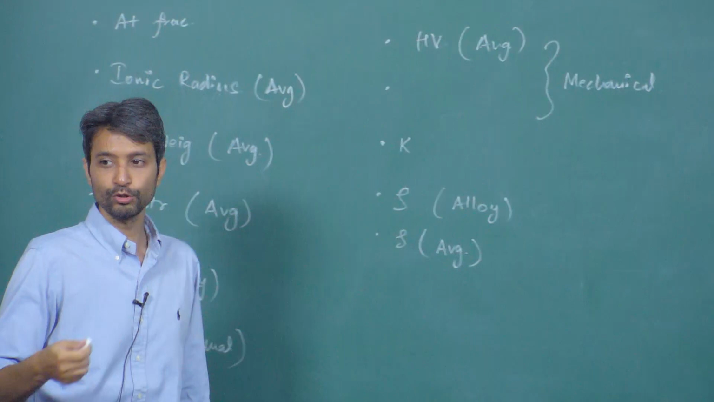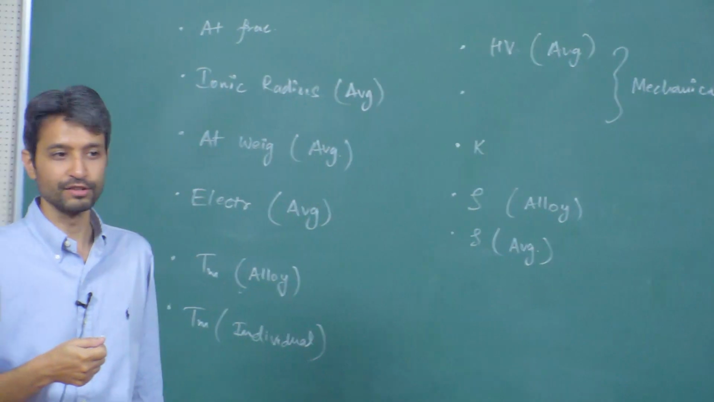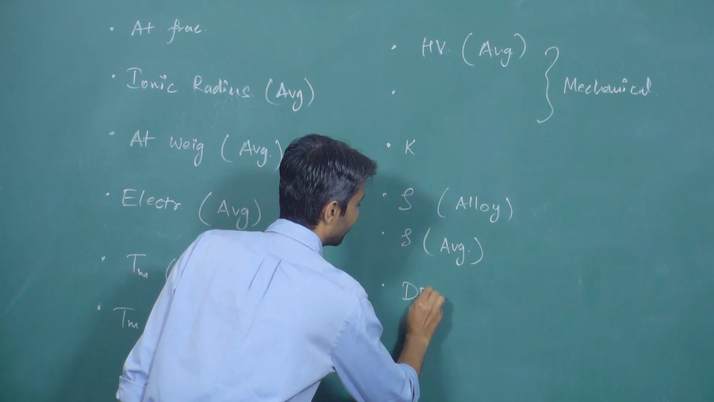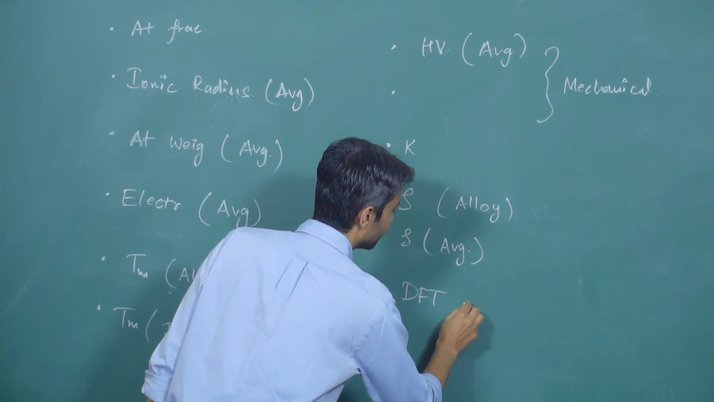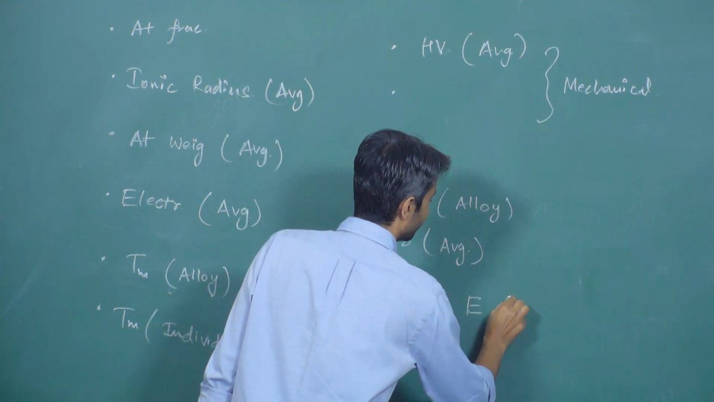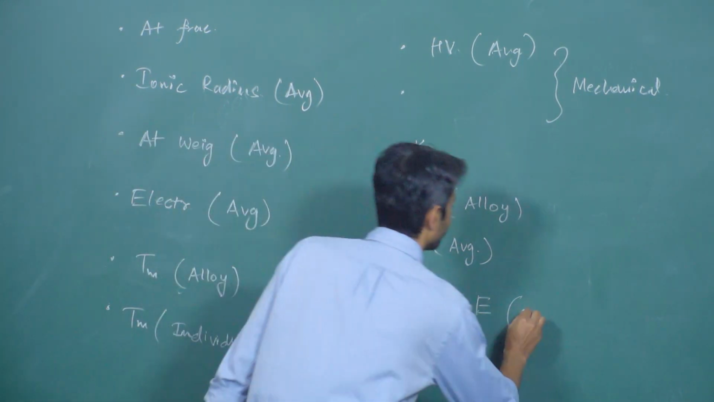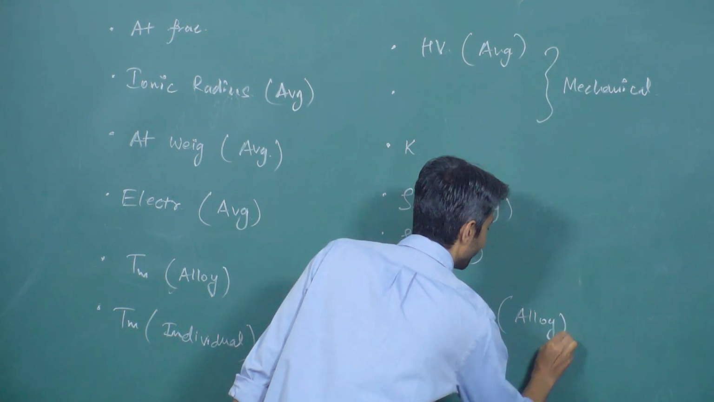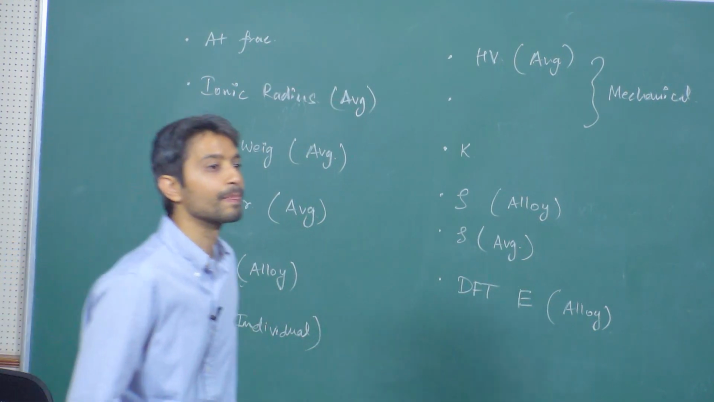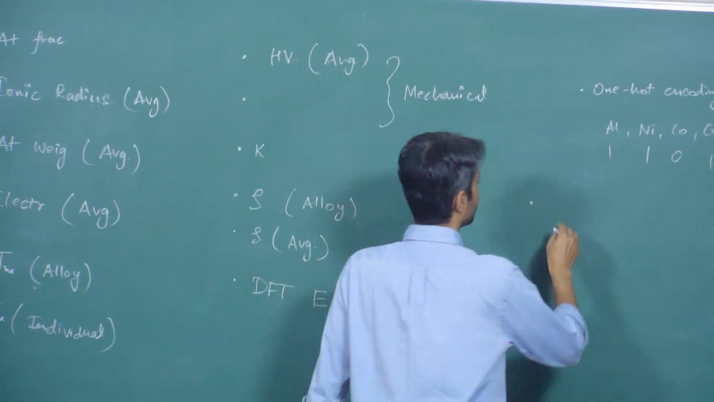Okay, now people are getting more creative. So now they are starting to include computational data as features also. Okay. So what if I write DFT energy? What do we usually denote? E. Okay. So do you want it for the alloy or for individual elements? Okay. What else? Crystal structure. Okay. So crystal structure of the alloy.